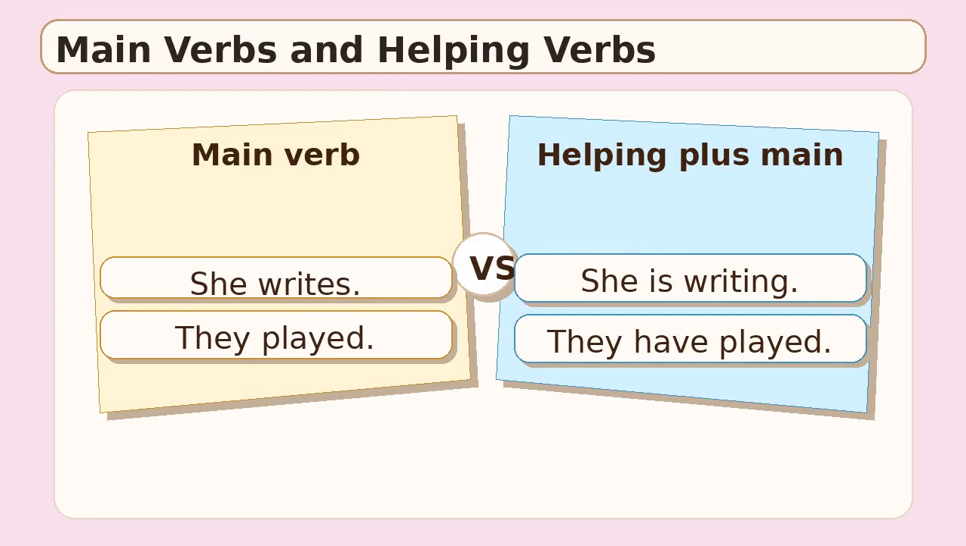In she writes and they played, the words writes and played are main verbs because they carry the core meaning by themselves. Now look at she is writing. Here writing is still the main verb because it shows the main action, but is helping it to form the tense. In they have played, played carries the main action and have helps to build the structure. So a helping verb supports the main verb, while the main verb carries the central meaning.